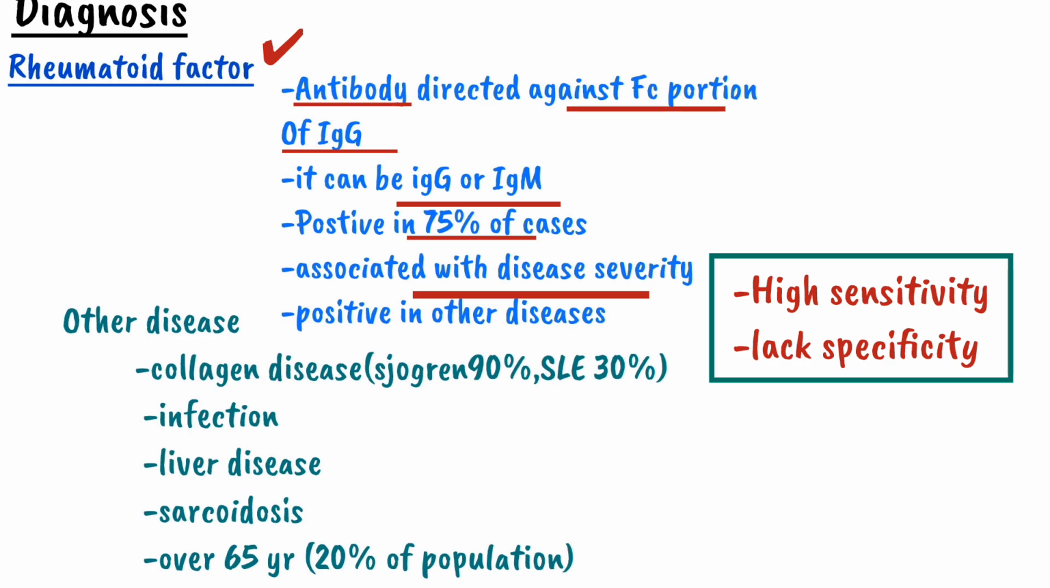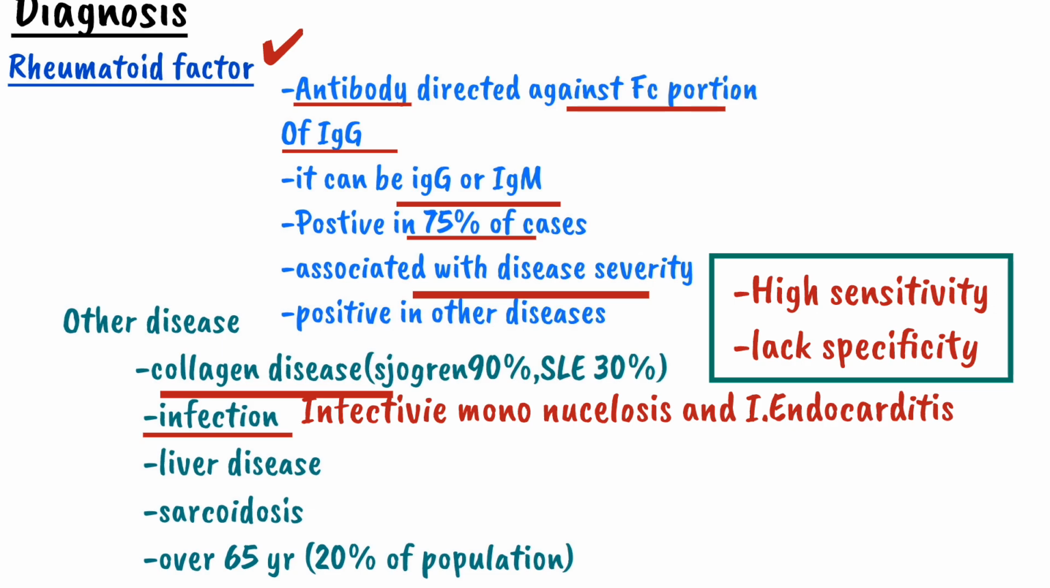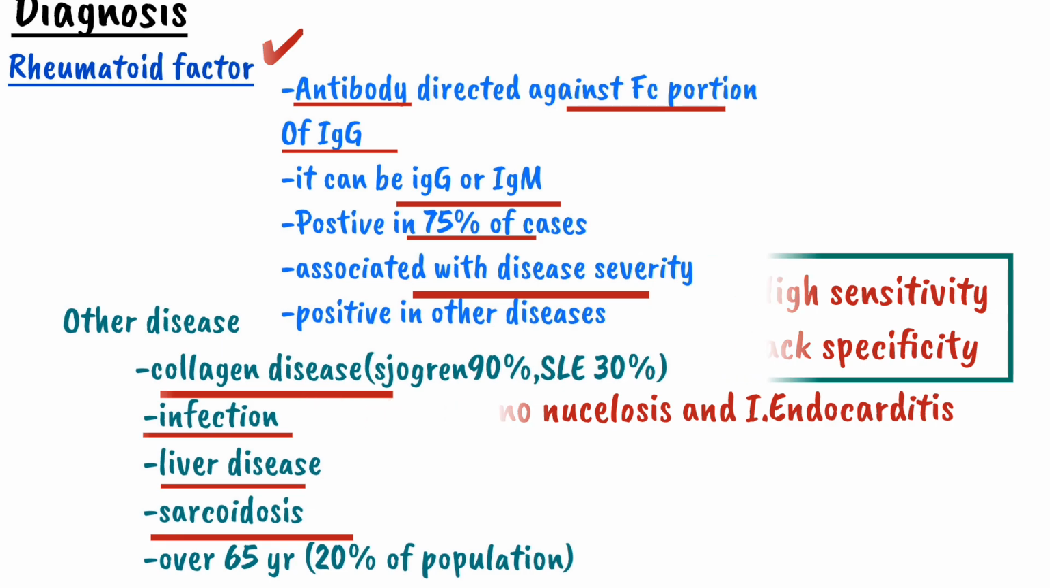Because the rheumatoid factor is positive in other diseases, including collagen diseases such as Sjogren and SLE, and in infections such as infective mononucleosis and infective endocarditis. It is also positive in liver diseases and sarcoidosis. And remember that the rheumatoid factor is positive in a normal population who are above 65 years of age. Roughly about 20% of the population above 65 years of age have a positive rheumatoid factor.